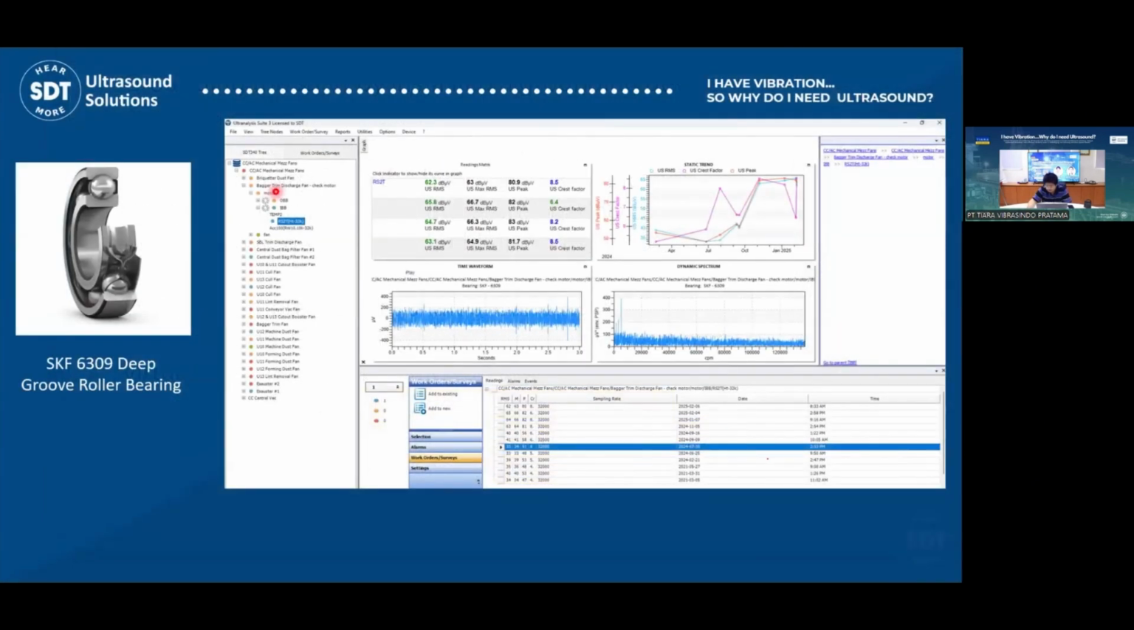This is from the paper mill industry, a case study from ultrasound. The left side is the bearing, an SKF deep groove bearing. Please focus on the yellow line here. This is the time waveform when we collected the data, and this is the data collected in July 2024. The RMS is around 33 decibel.